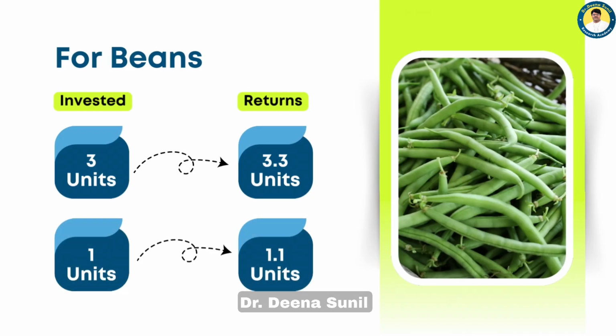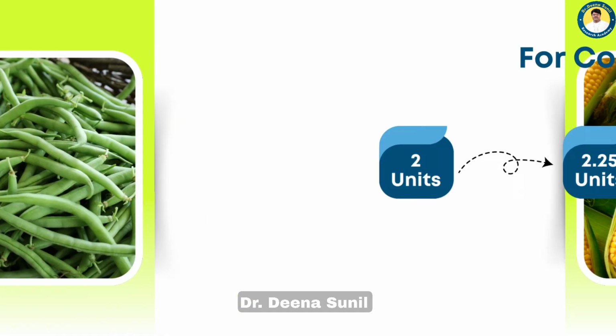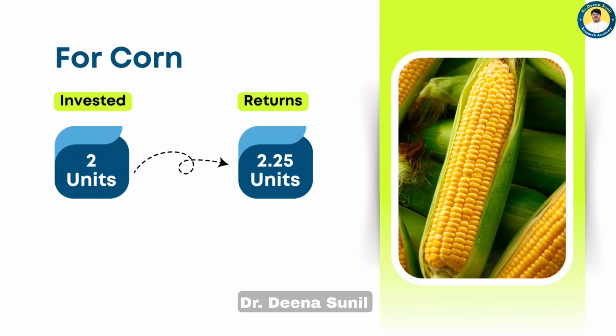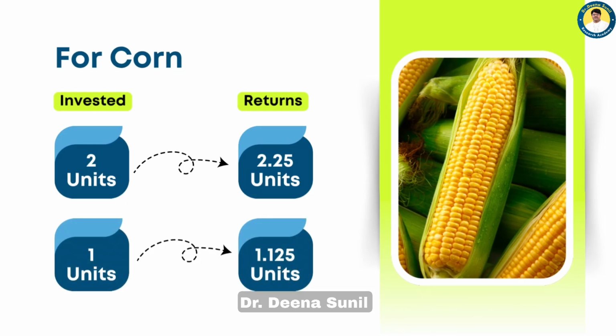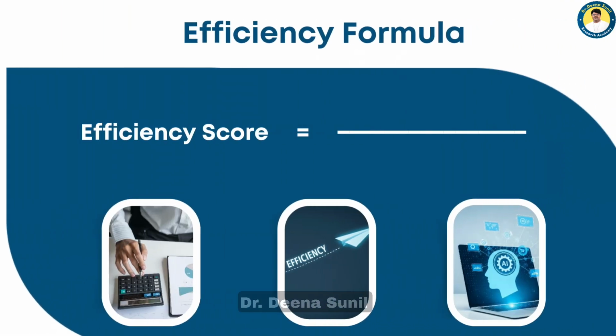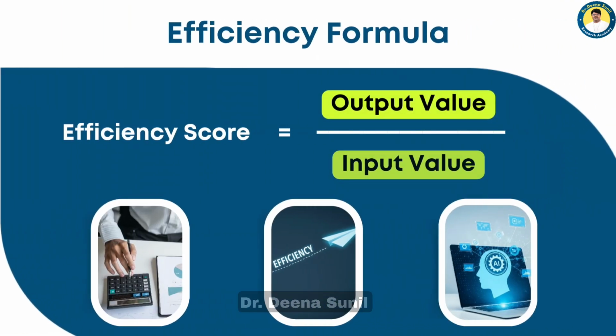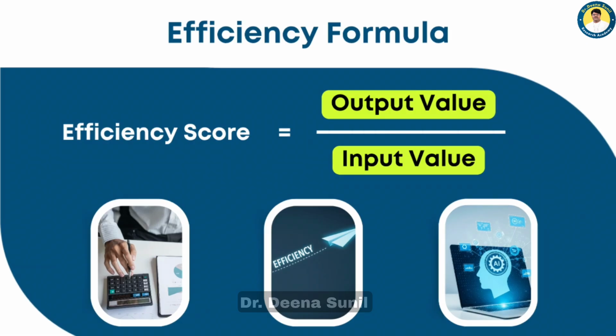Just see here, for 3 units of investment the return is 3.3 units. For 1 unit how much? That is 1.1 units. And for 2 units of investment the return is 2.25 units, and for 1 unit how much? Because the investment is not the same, they are fixing it for 1 unit. This is nothing but output value divided by input value. That is nothing but the efficiency score. You can see here, efficiency score equals output value divided by input value.